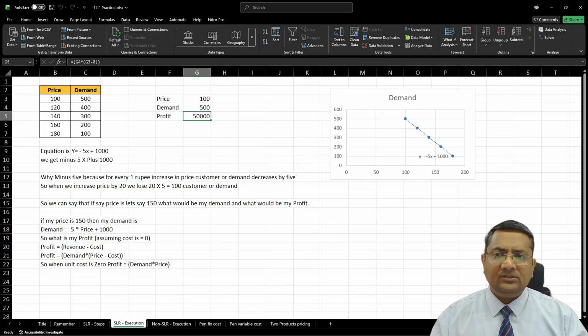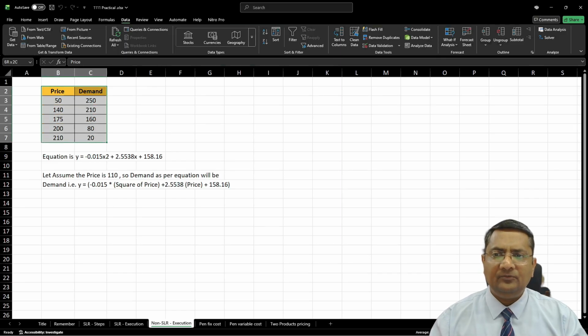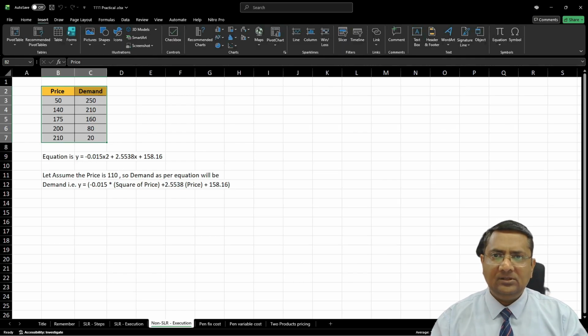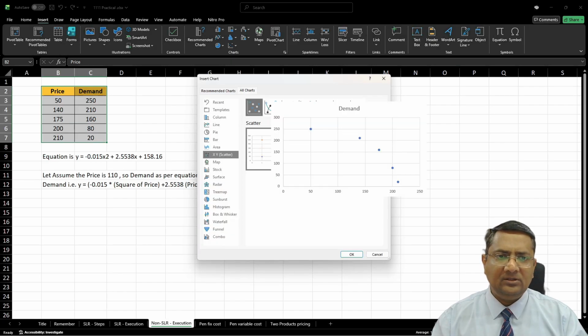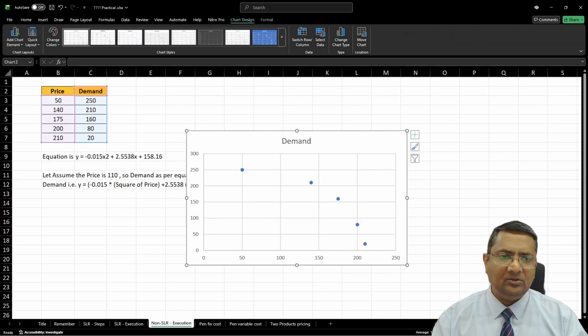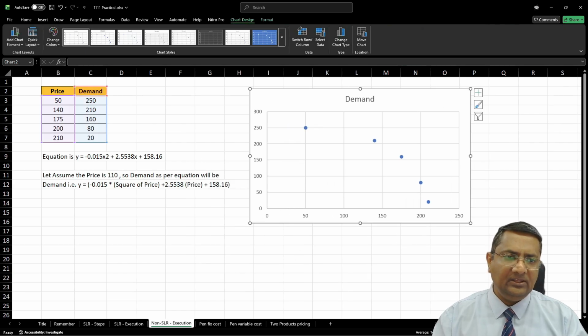See, it is not always that we have the same linear function here, meaning linear demand. We may have non-linear also. So let's take an example. First thing first, we need to find out the relationship between the price and demand. How will we find out? Using the graph or chart. So insert chart, then XY scatter plot, click on demand, then press OK. Here you can see that these are not linear.